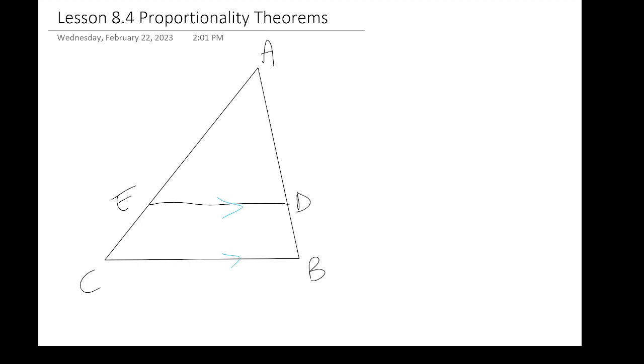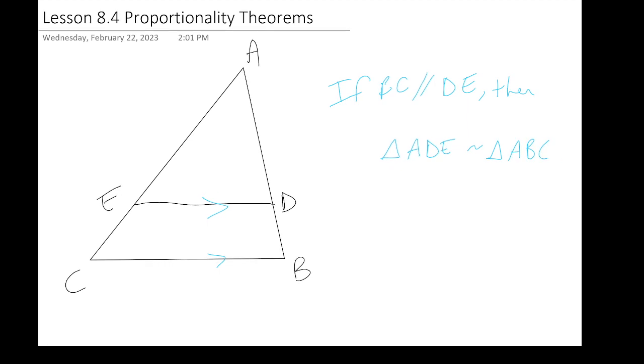So if we have ABC with line DE, and DE is a line drawn interior to this triangle, and it's parallel. If BC and DE are parallel, then there's going to be a proportionality. Remember, I have two triangles here, triangle ADE and triangle ABC. And we can already surmise rather quickly that these two triangles are going to be similar. It should be straightforward.